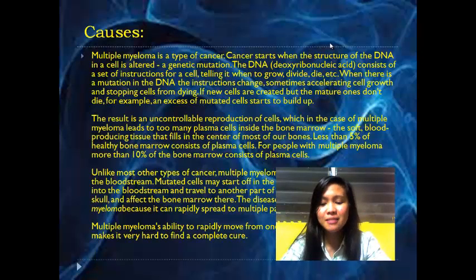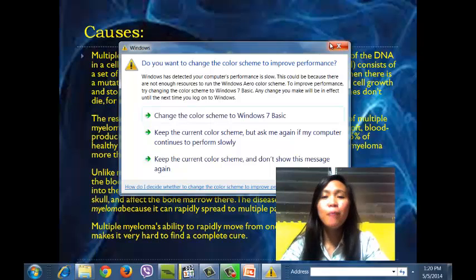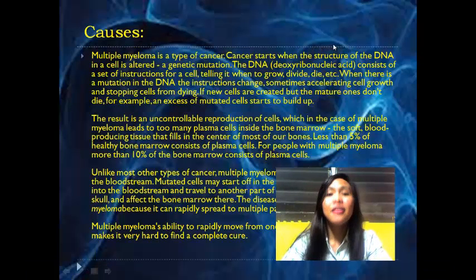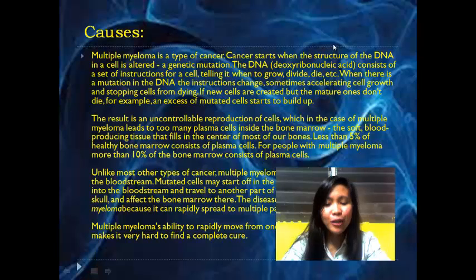Because myeloma cells may circulate in low numbers in your blood, they can populate bone marrow in other parts of your body, even far from where they began. That's why the disease is called multiple myeloma.